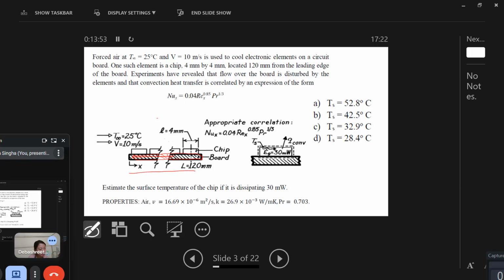So the whole distance is of L distance, suppose L or X distance, but the chip which is present on top of it is 120 millimeter from the leading edge. So if this is the leading edge, then the chip is present here. Okay, this is the chip.